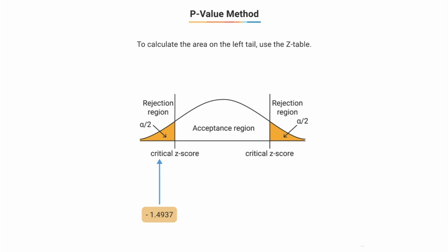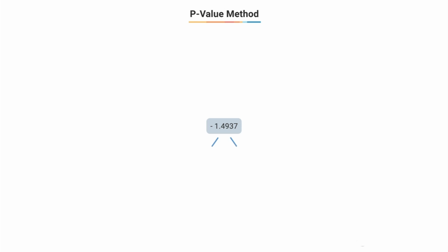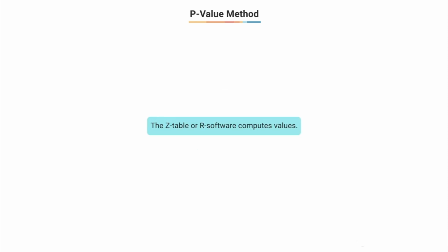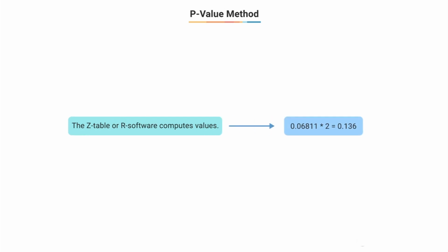So here we have the z table. First let's break the z score into minus 1.4 and 0.09. So I'll search for the corresponding value for minus 1.4. We can use the z table or R software to compute these values and get the value, which is 0.06811. Doubling it turns out to 0.136. So now we have our p-value and we can complete the third step.